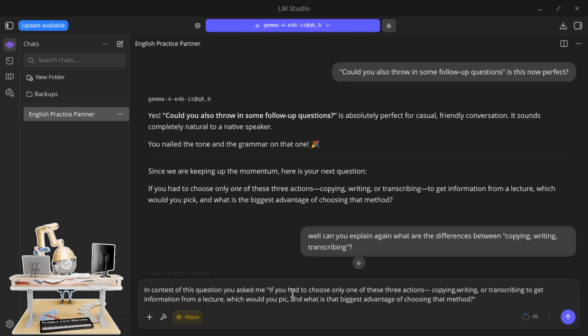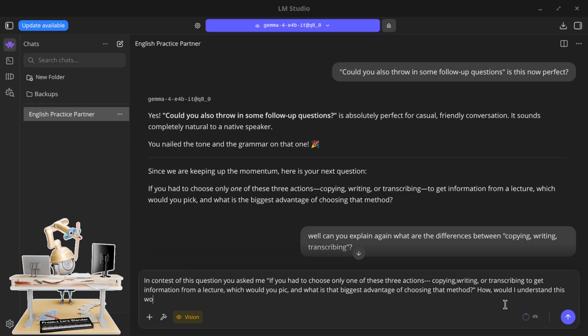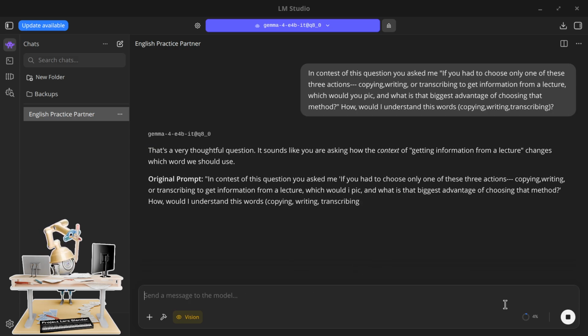So, in context of this question, you asked me, blah blah blah. How would I understand these words? Copying, writing, transcribing, in brackets, here we go. Okay. No, I mean, this one might be a little bit interesting.